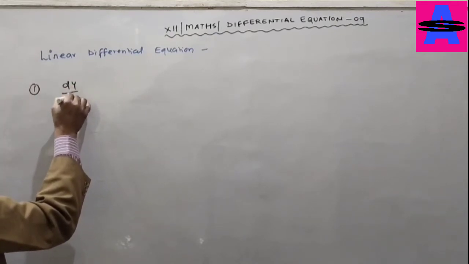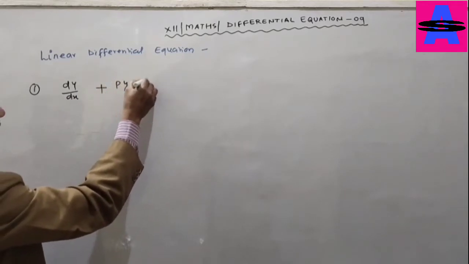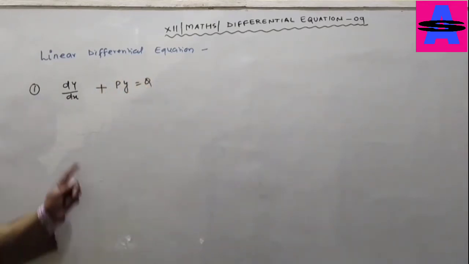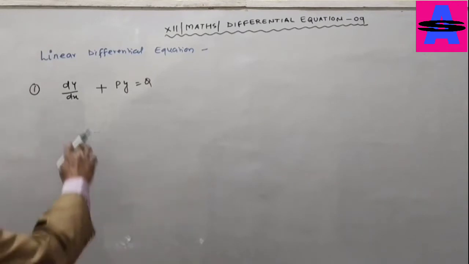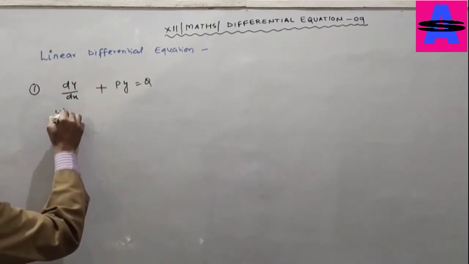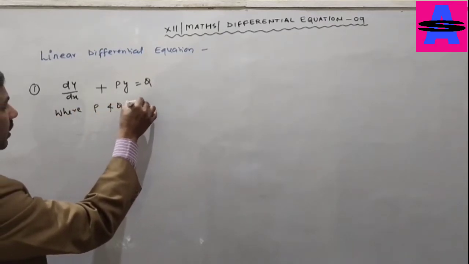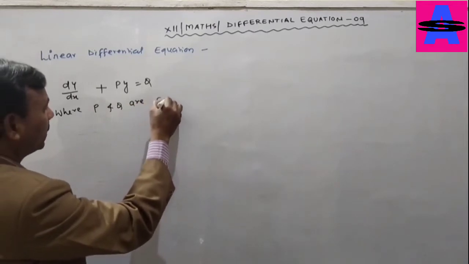dy upon dx plus py equal to q. This is the first type of linear differential equation, dy upon dx plus py equal to q, where P and Q are constants.